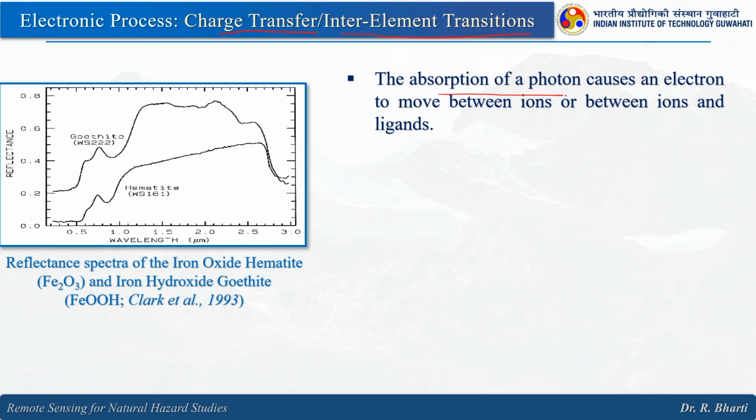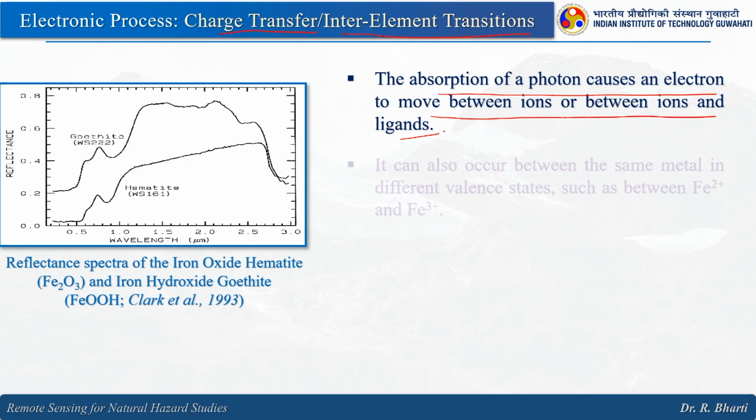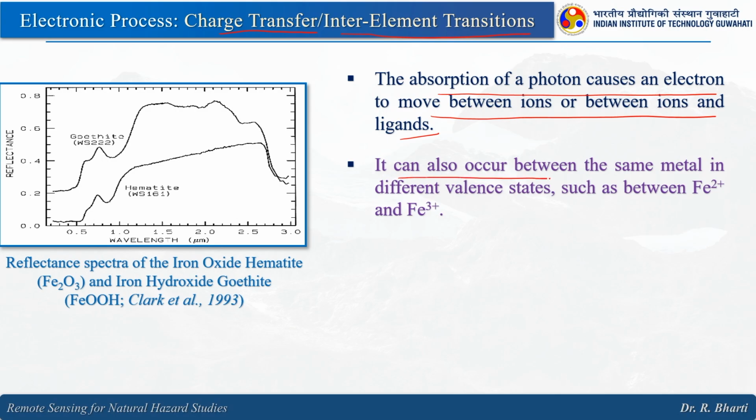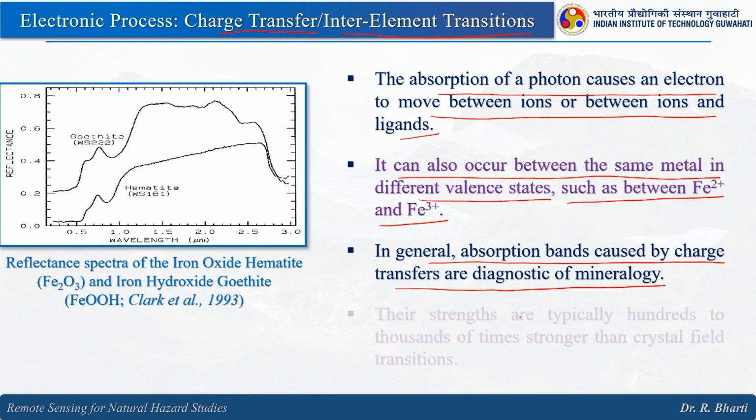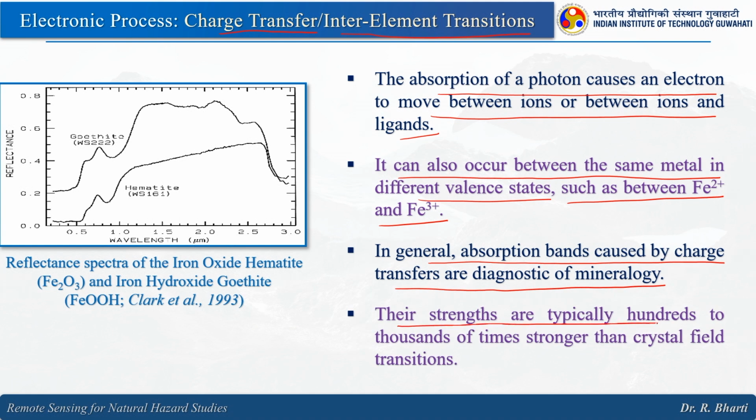The absorption of a photon causes an electron to move between ions or between ions and ligands. It can also occur between the same metal in different valence states, such as between Fe2+ and Fe3+. In general, absorption bands caused by charge transfer are diagnostic of mineralogy. Their strengths are typically 100 to thousands of times stronger than the crystal field transitions.